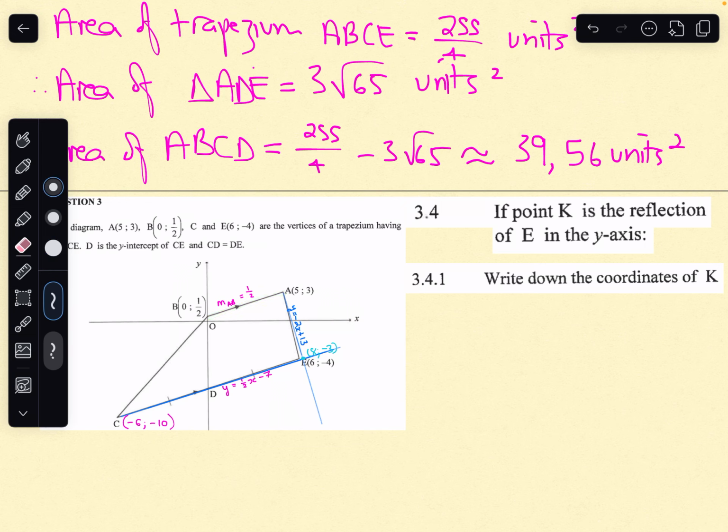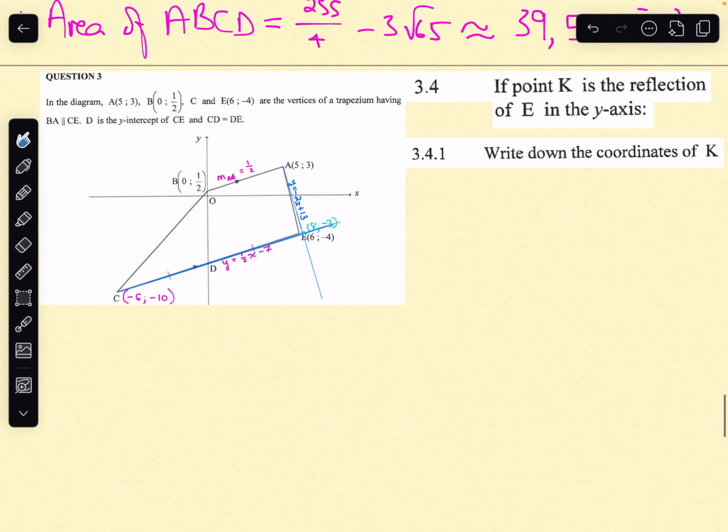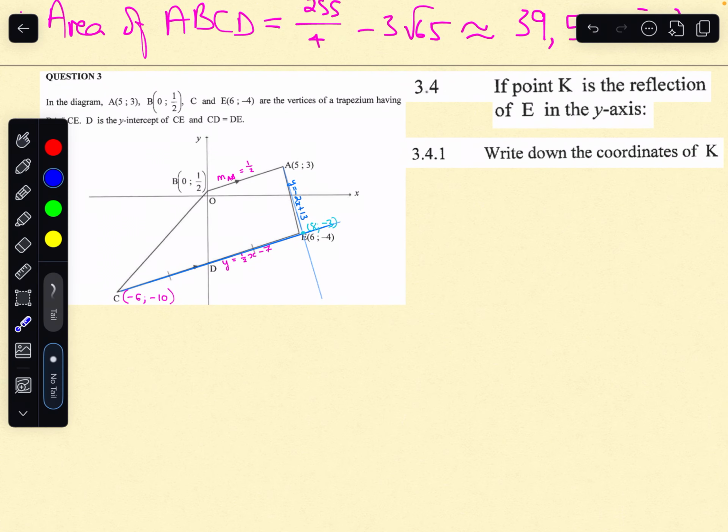louder than a lion. Okay, so the next question says, if point K is the reflection of E in the y-axis. Let me just get rid of this perpendicular height that is just unnecessarily confusing.